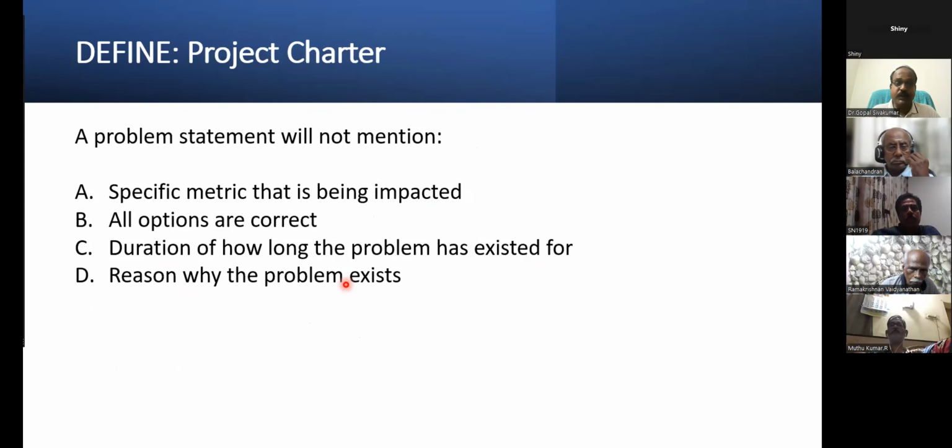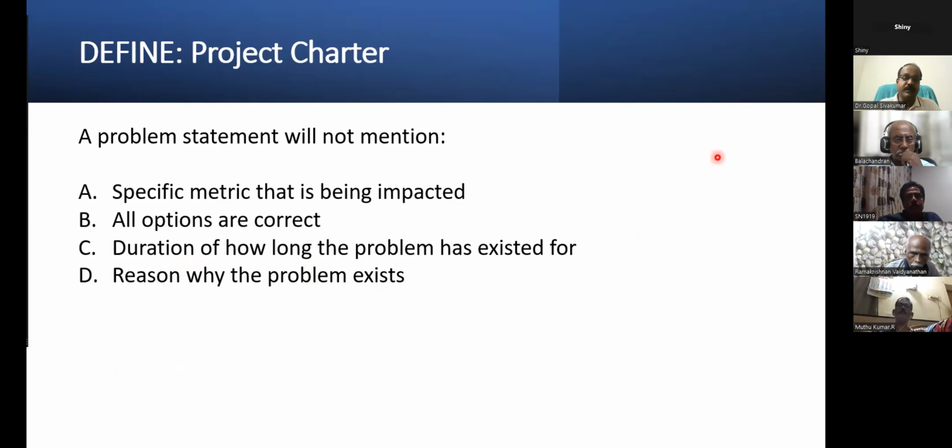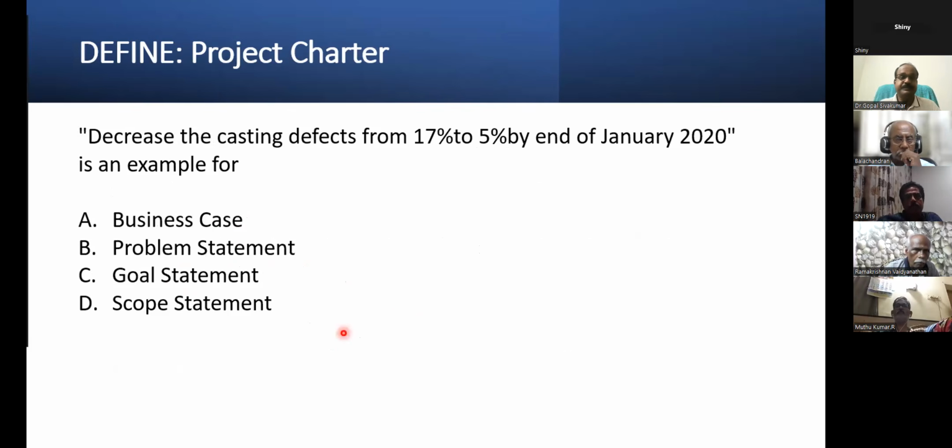A problem statement will not mention, you all know, the reason why the problem exists. If you know the reason why, are you creating a project out of it? Straight away try to fix it. This is a goal statement, all of you know, right? Decreasing the defects from the current level to a target level, and that too, a timeline is also given. You can see the SMART principle applied here in this statement: specific, measurable, achievable, relevant, and time bounded.